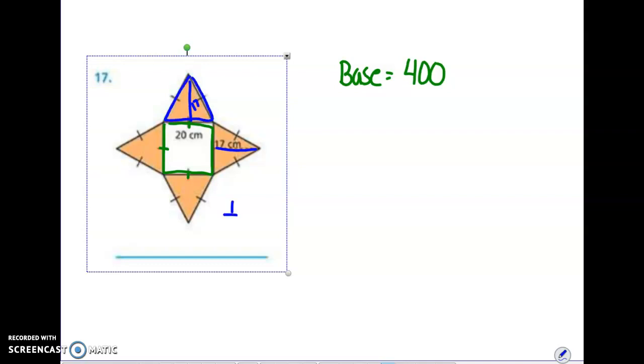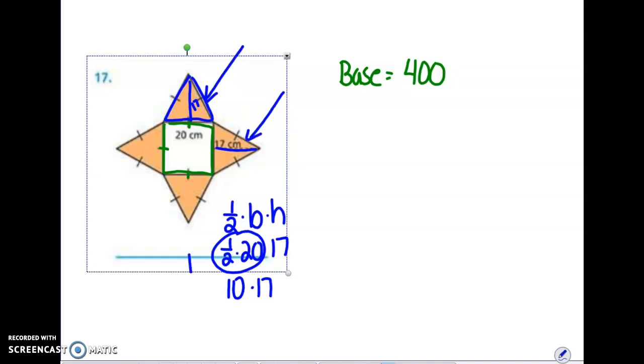The area of a triangle is half times the base times the height. So that triangle has a base of 20. It has a height of 17. I'm going to do half of 20, which is 10, times 17 is 170. So that tells me, boys and girls, that every single one of these triangles, this triangle has an area of 170, this one does, this one does, and this one does. So I'm going to do 170 times 4.